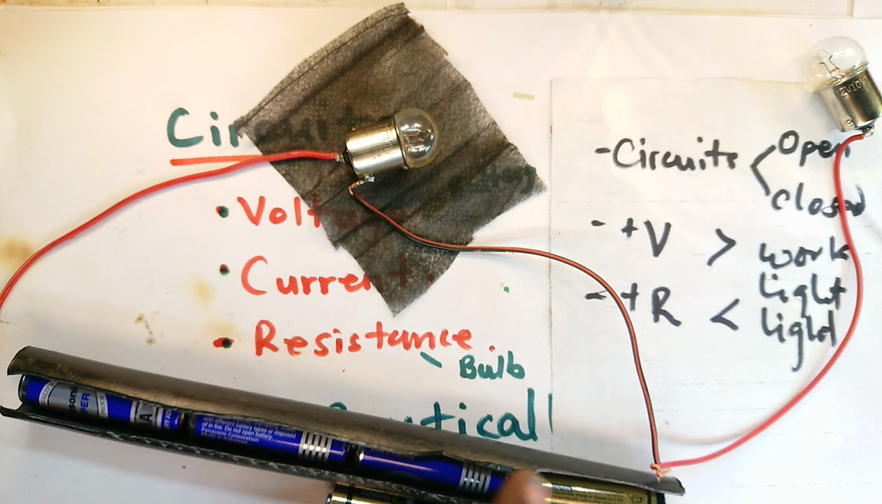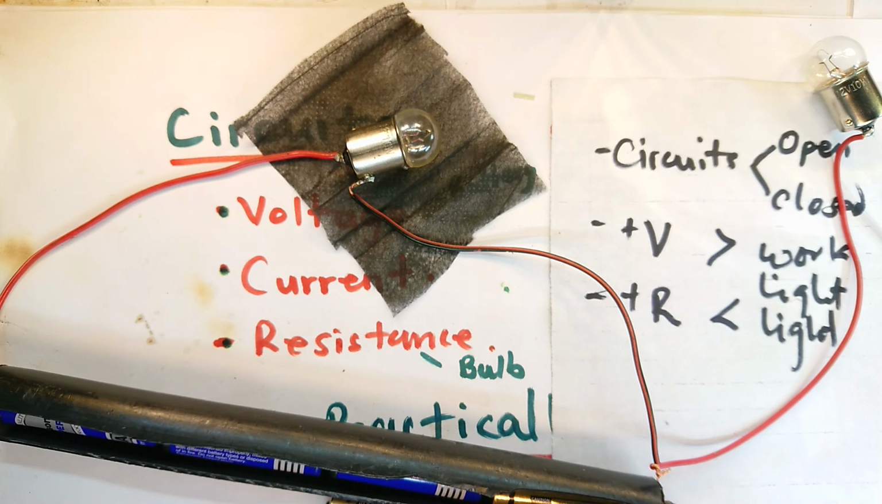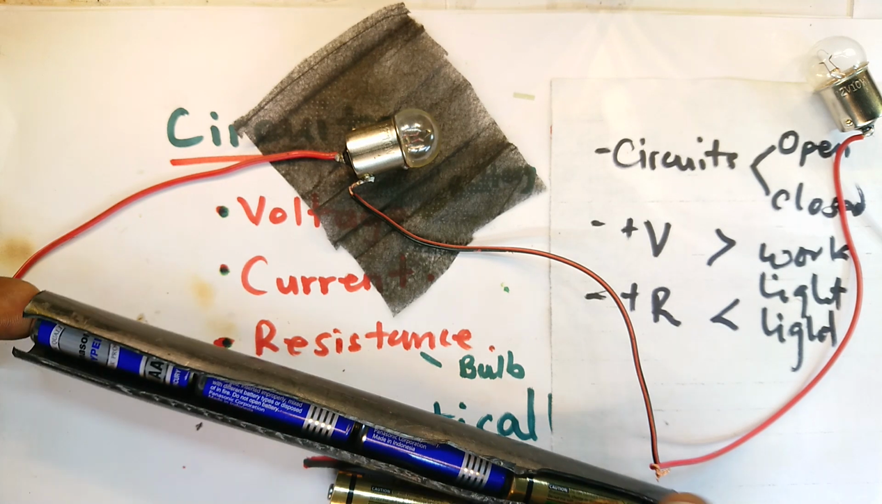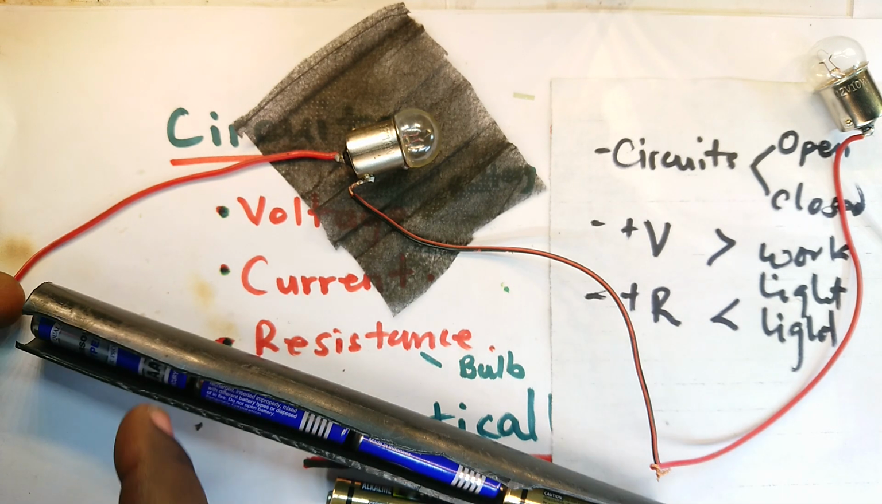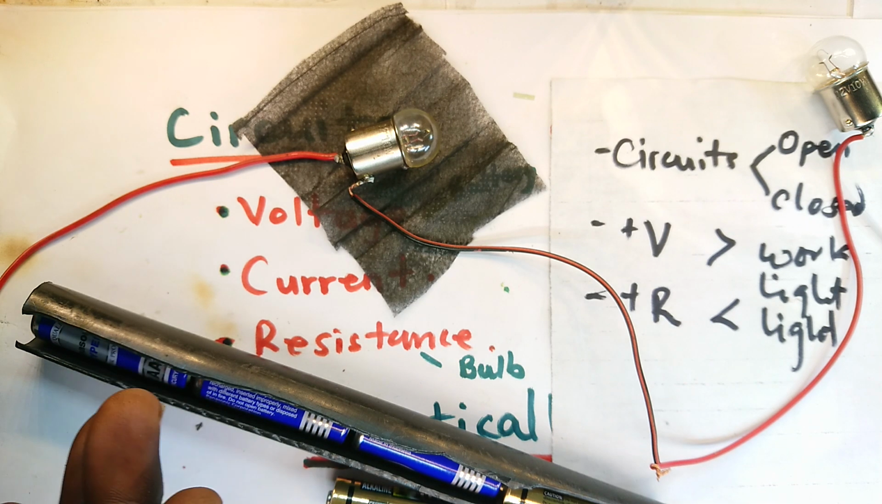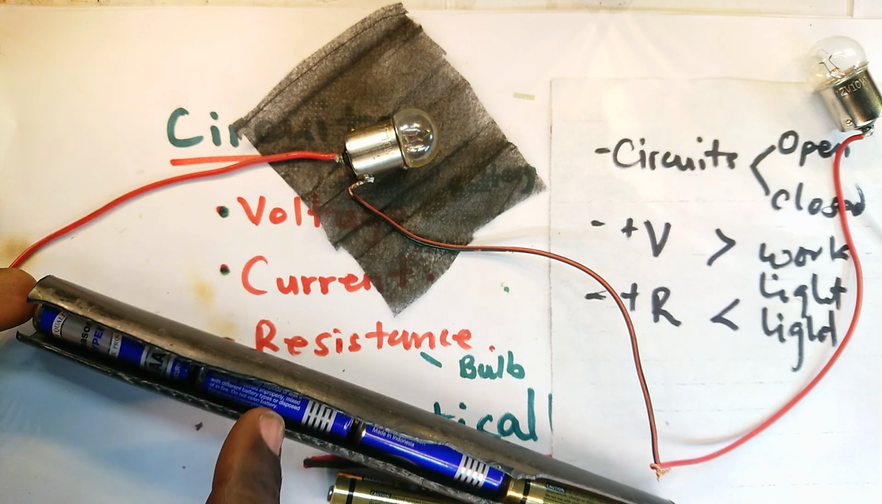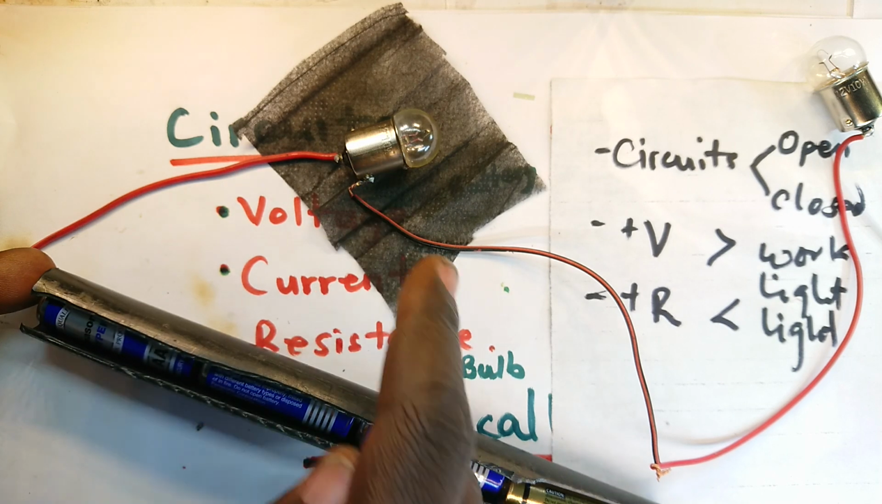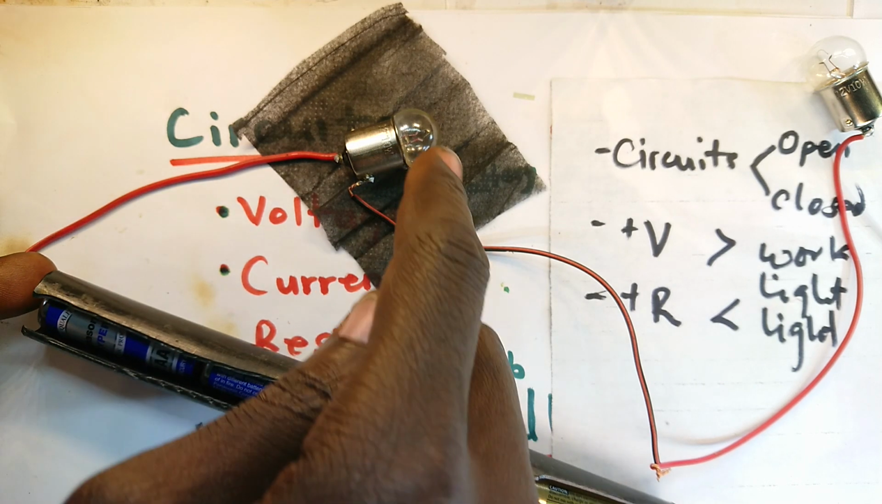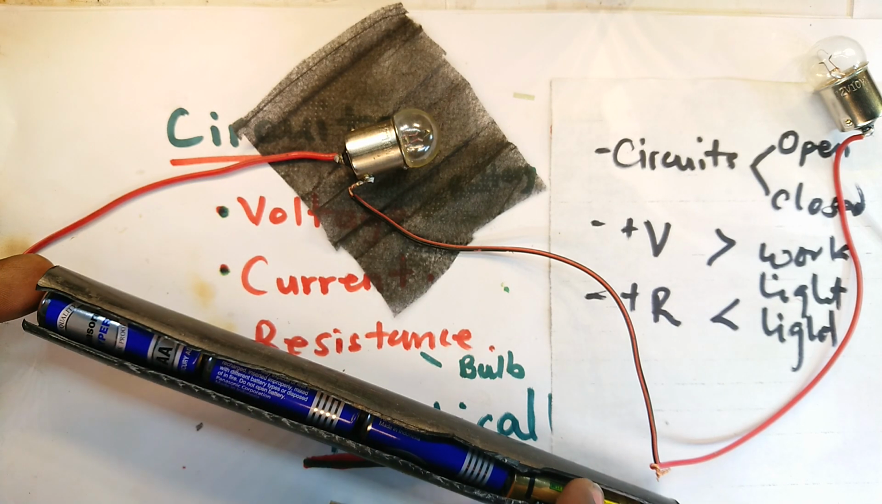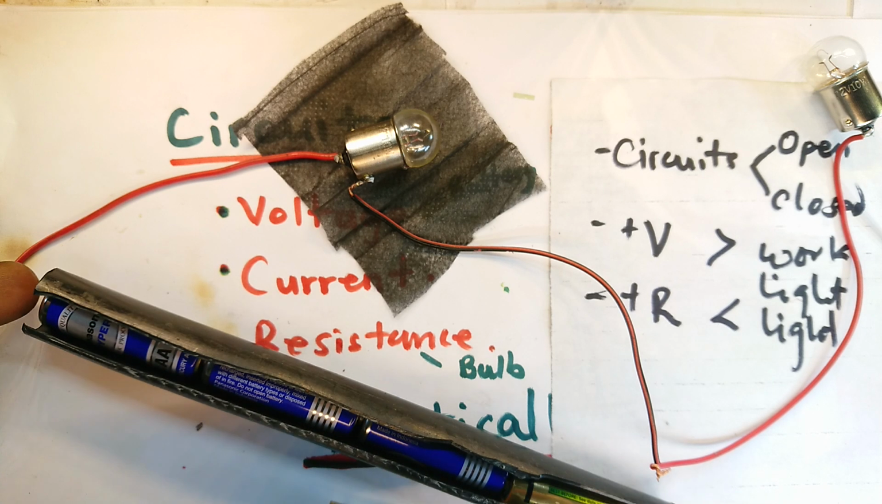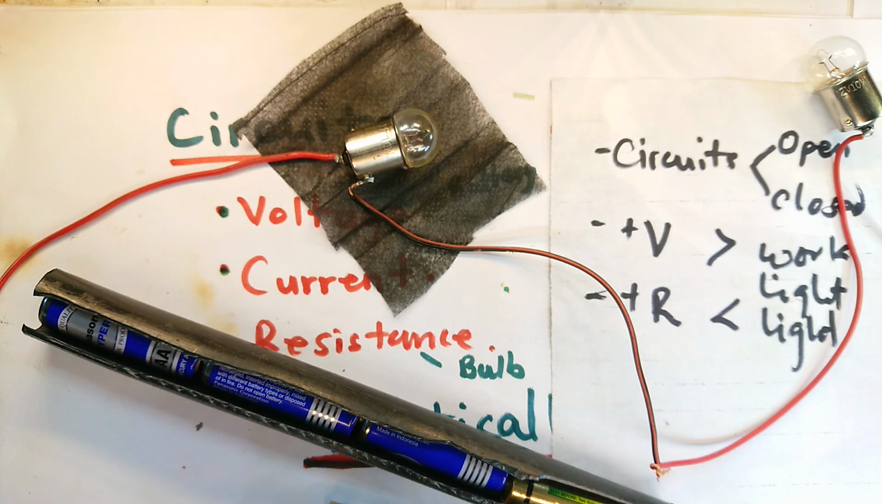So here we're using 4 cells to create a total of 6 volts of potential difference, whereas one was only 1.5 volts of potential difference, and it caused very little glow. When we added the second one, the glow increased. When we added the third one, the glow increased. When we added the fourth one, the glow increased even more. And when we added the 5th one, we reached 7.5 volts, and it was the brightest we saw here on video.